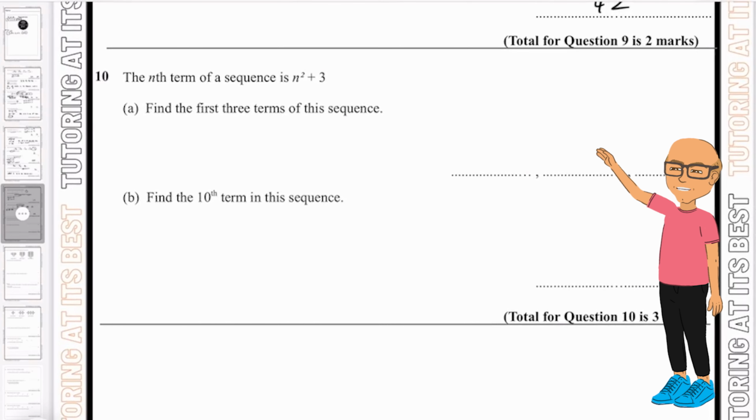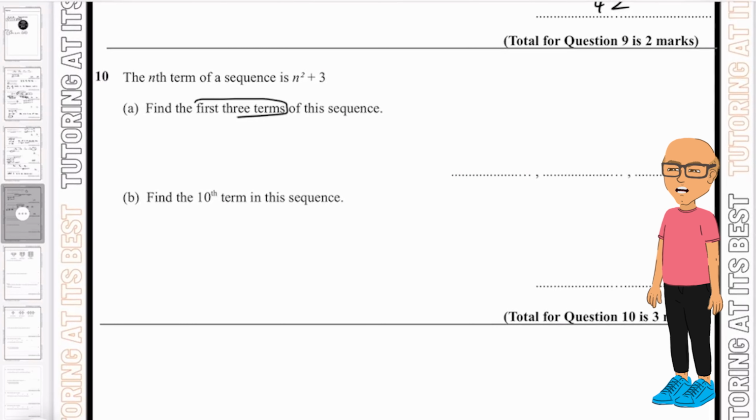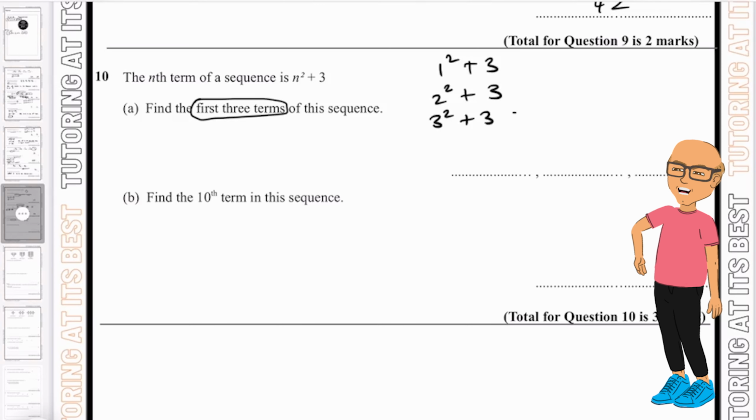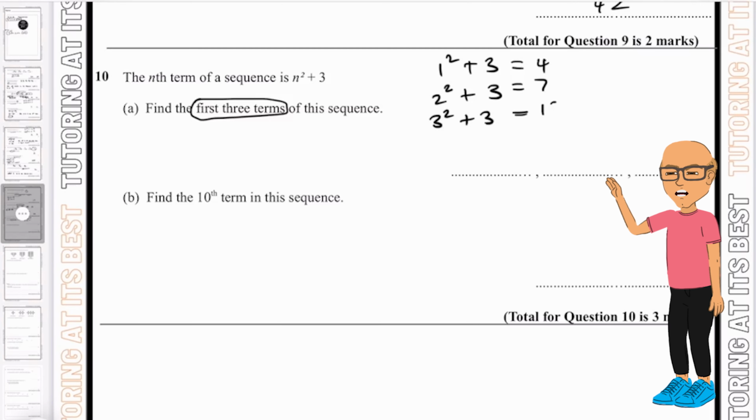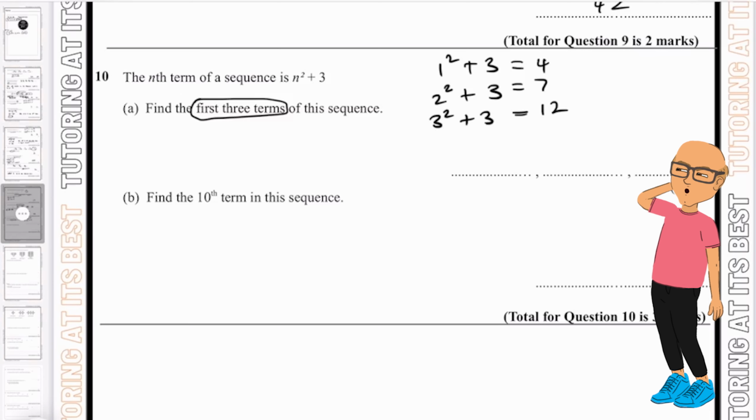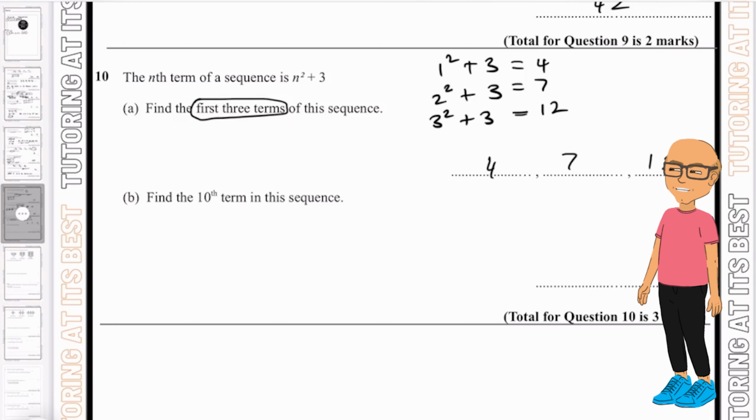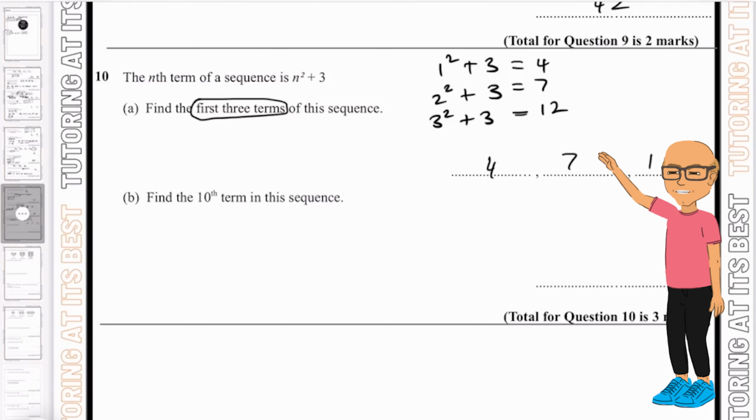So now the nth term of a sequence is n squared plus 3. And let's work out the first 3 terms. So we have 1 squared plus 3, 2 squared plus 3, and 3 squared plus 3. And that there would give us 4, 7 and 12. And that is our answer, 4, 7 and 12. Because 1 squared is 1, and if we add 3, that gives us 4. 2 squared is 4, plus 3 is 7. 3 squared is 9, and plus 3 is 12.